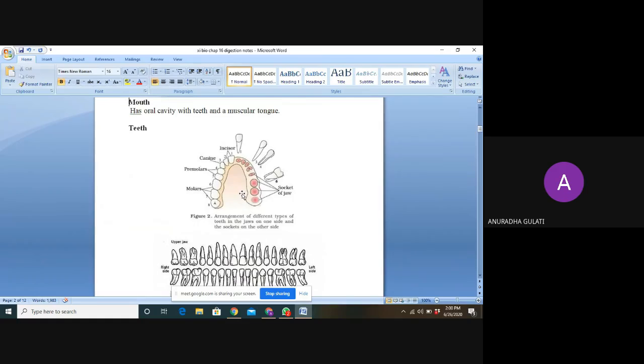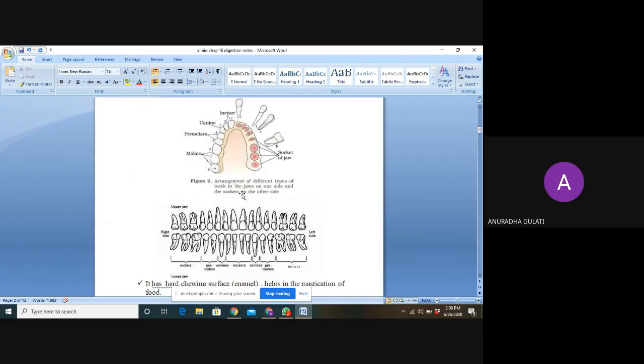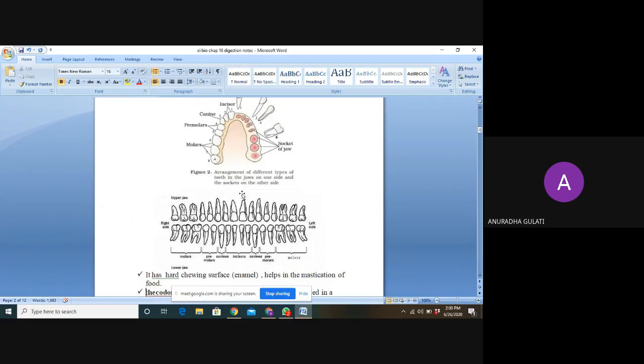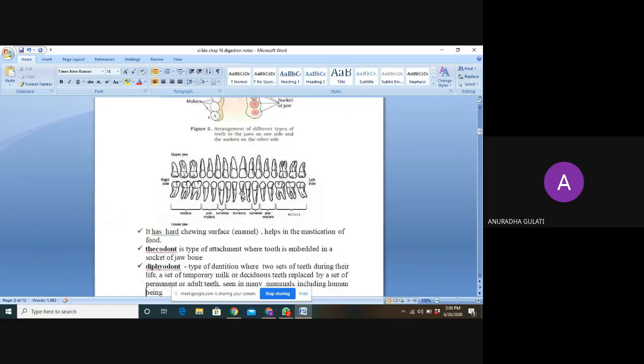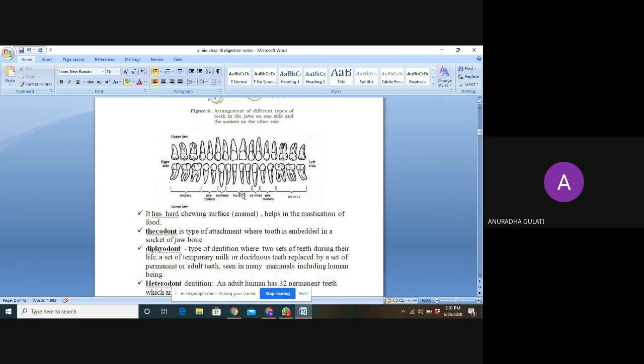The mouth is an oral cavity which consists of both teeth and a muscular tongue. There are four types of teeth in our mouth: incisors, canines, premolars, and molars. Since we have four types of teeth, we call this heterodont dentition. Teeth also have a hard chewing surface called enamel, which helps in mastication of food.